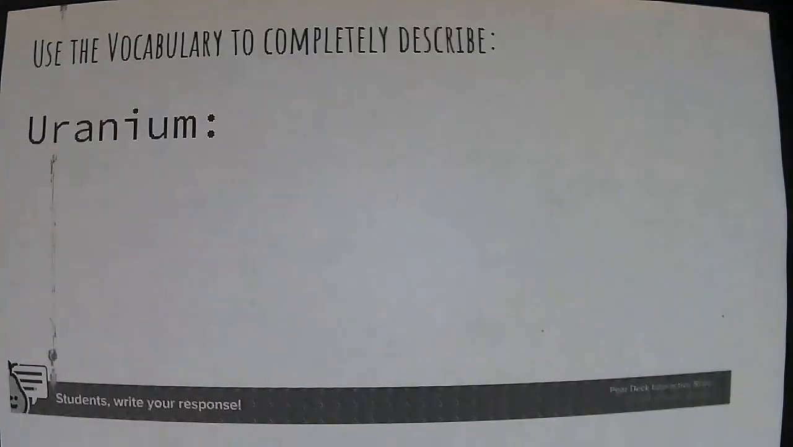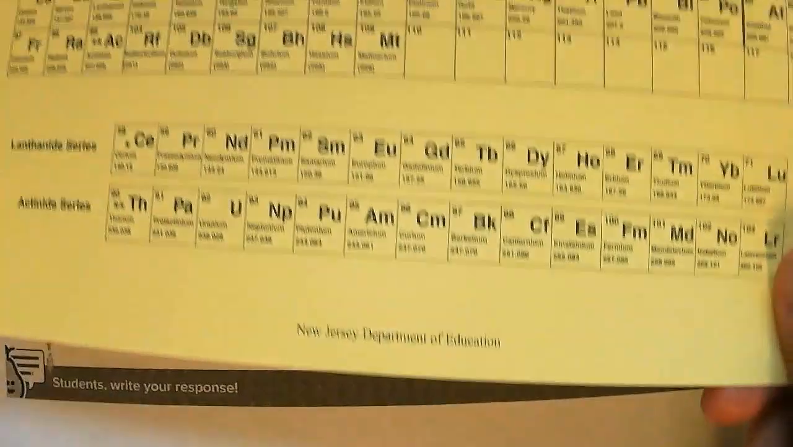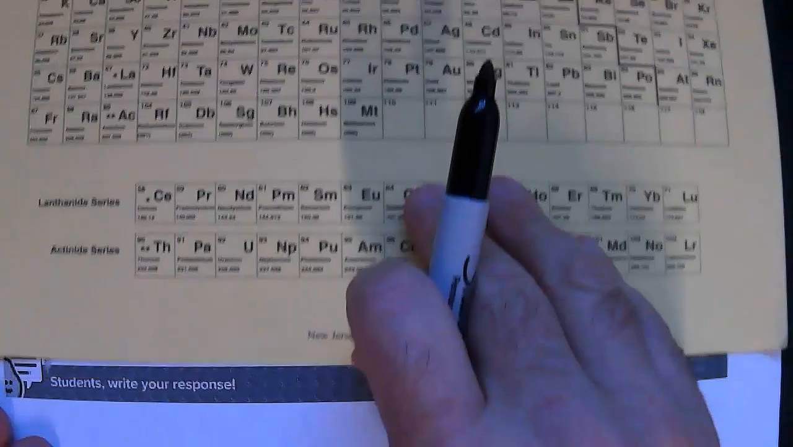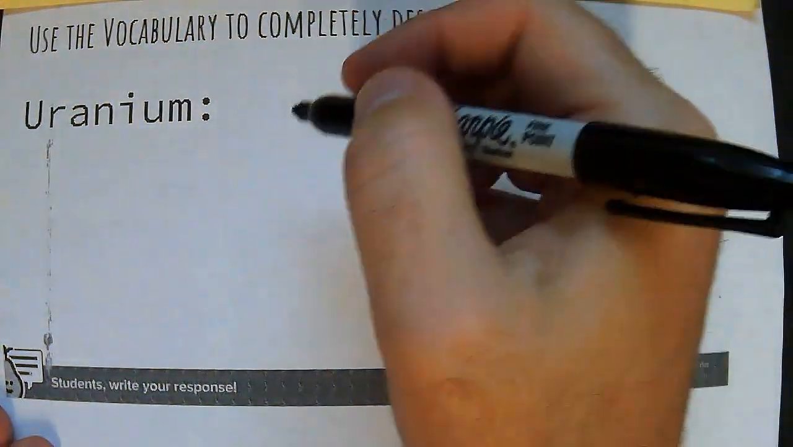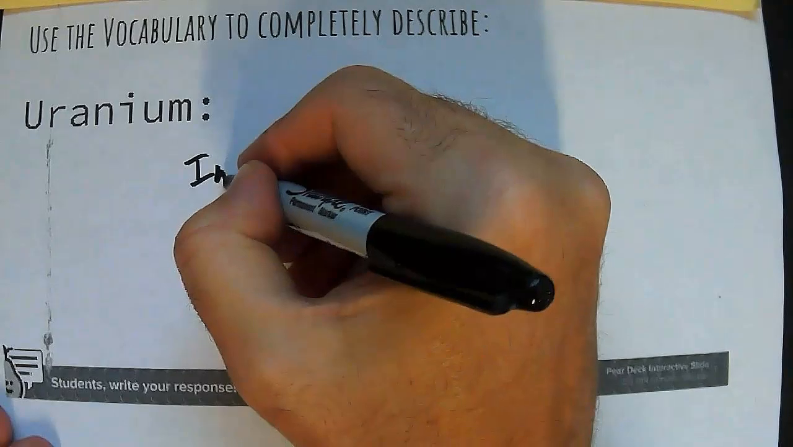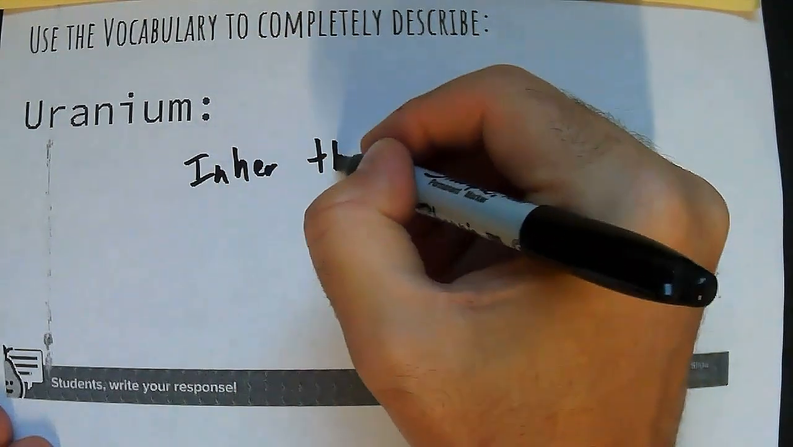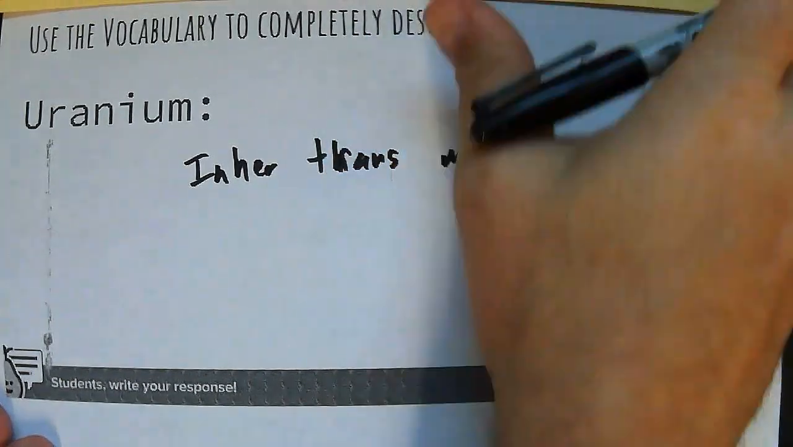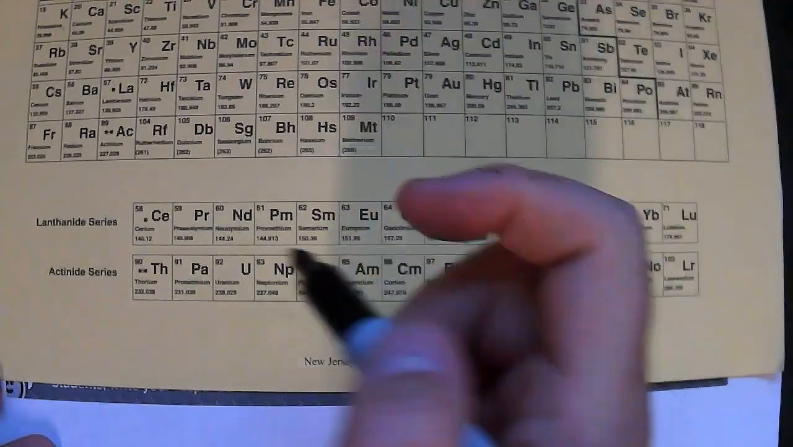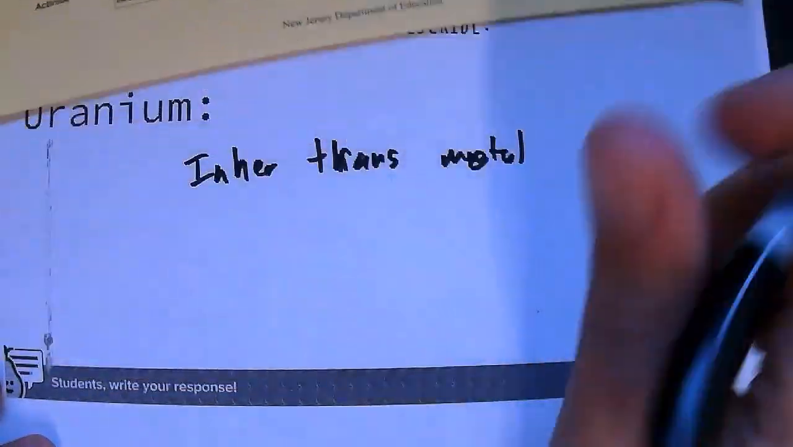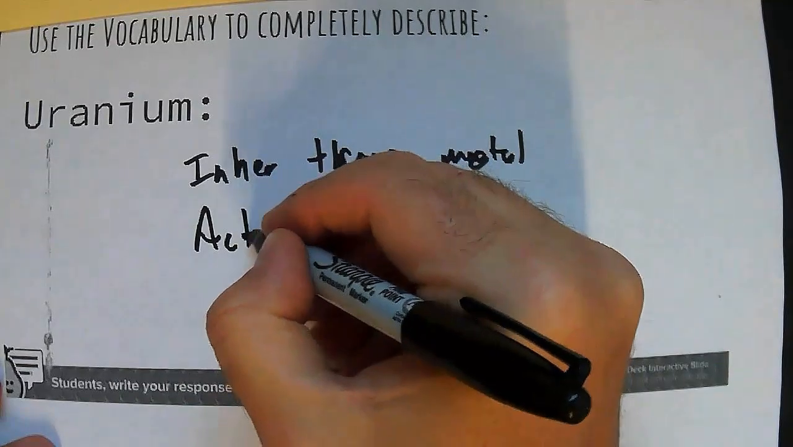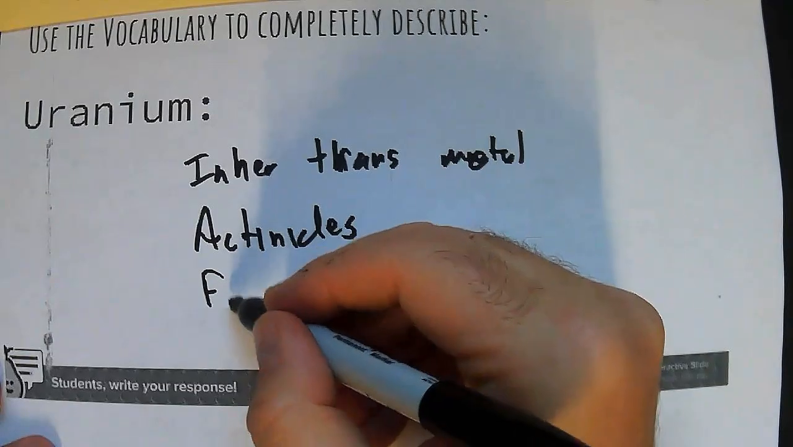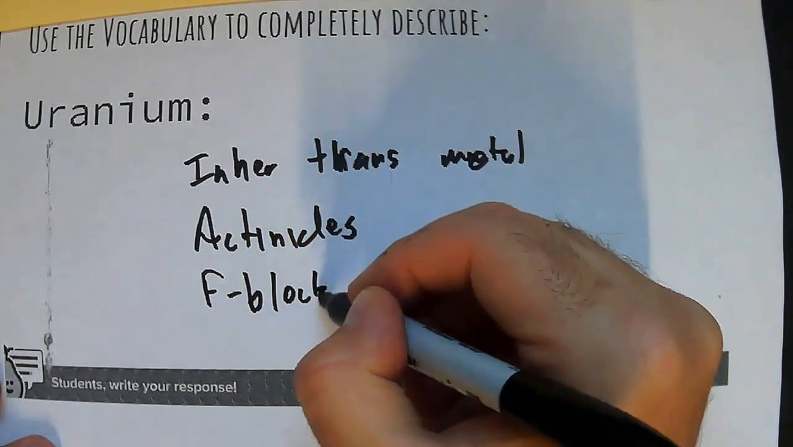Okay, and the last one, let's see, uranium. Okay, you know my joke about uranium, right? So, anyways, it's down here. Okay, so uranium is an inner transition metal. Okay, we really don't have a group number or a period number for this, but it's also part of the actinides. Okay, it's an f block element.